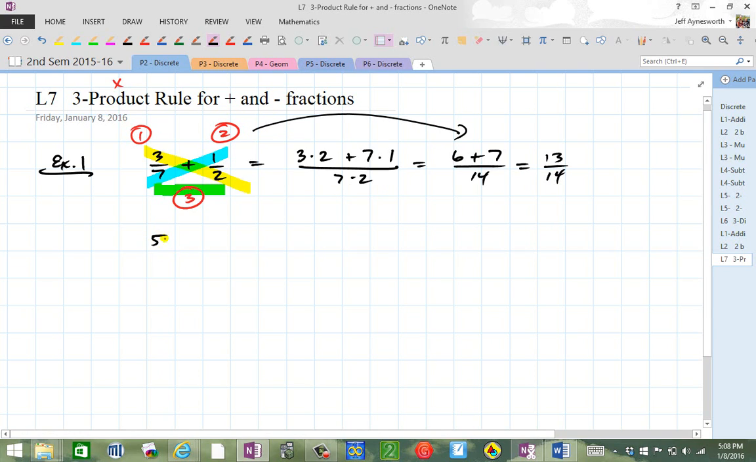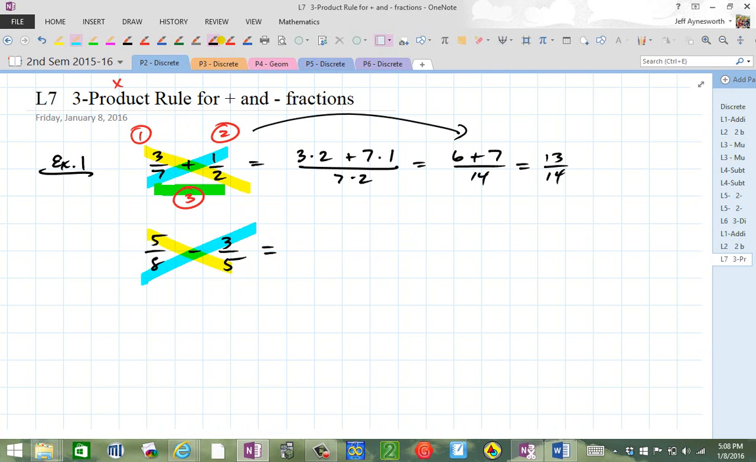Let's take 5/8 minus 3/5. It works for adding and subtracting. So my first product is 5 times 5. My second product is 8 times 3. Ignore the minus sign. We'll subtract here in a minute. So it's not 8 times -3. It's just 8 times 3. And then the third product here is 8 times 5.